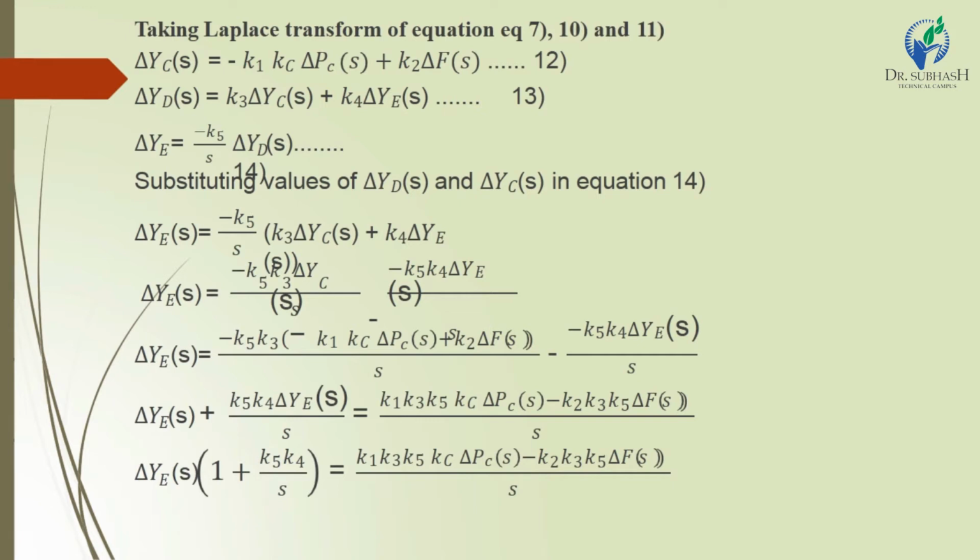Taking the Laplace transform of equations number 7, 10 and 11, we can write that delta YC of S is equal to minus K1 into Kc into delta PC of S plus K2 delta F of S. This is equation number 12. Delta YD of S is equal to K3 into delta YC of S plus K4 delta YE of S. This is equation number 13. Delta YE of S is equal to minus K5 upon S into delta YD of S. This is equation number 14.